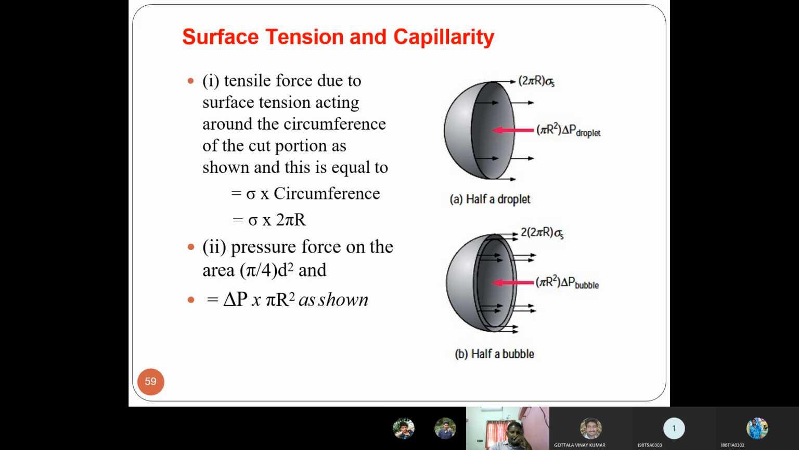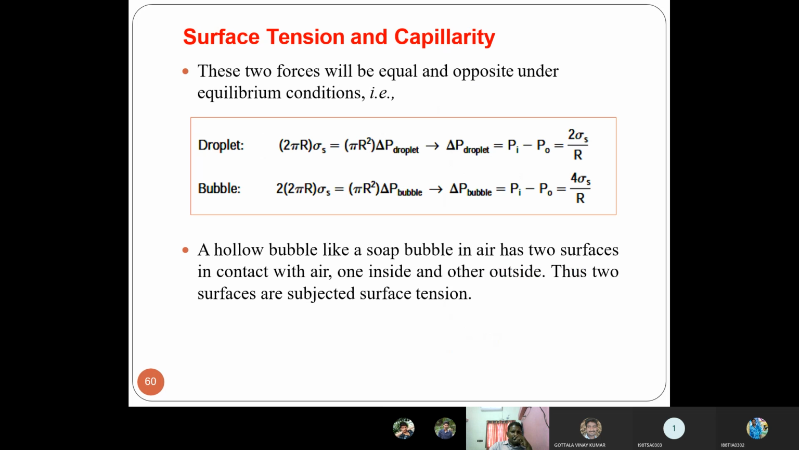And the pressure force: pressure is acting on the cross-sectional area, pi by 4 d square or simply pi r square. Pressure into area will be the pressure force. These two forces are acting on the droplet. These two forces will be equal and opposite under equilibrium conditions. For the droplet, 2 pi r sigma s is equal to pi r square into delta p. Tensile force is equal to pressure force.